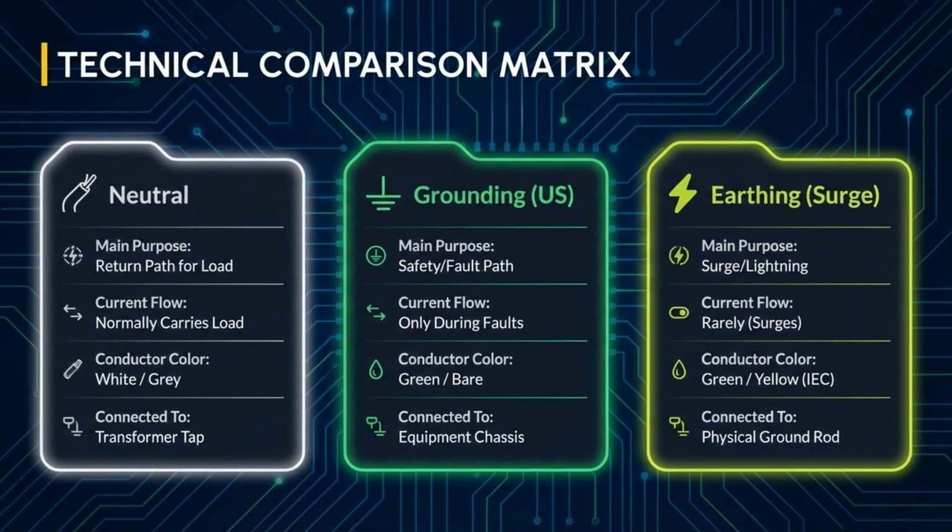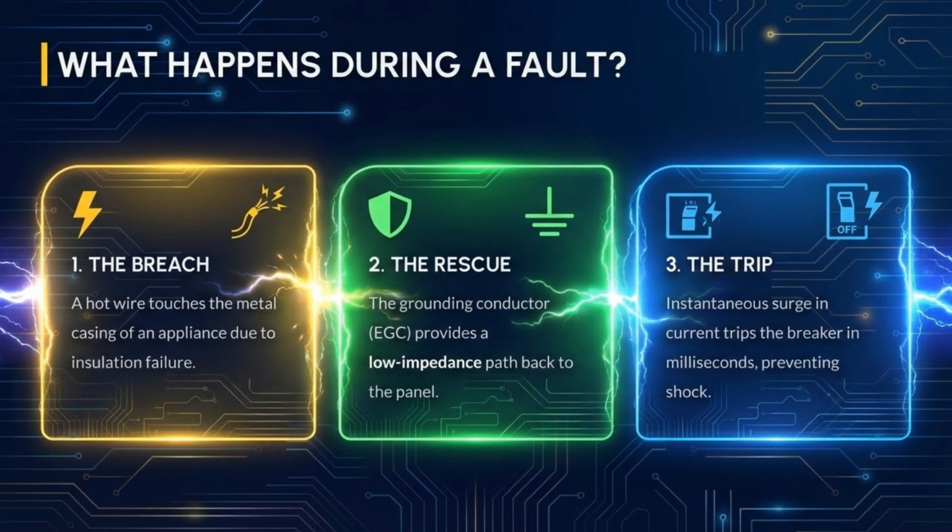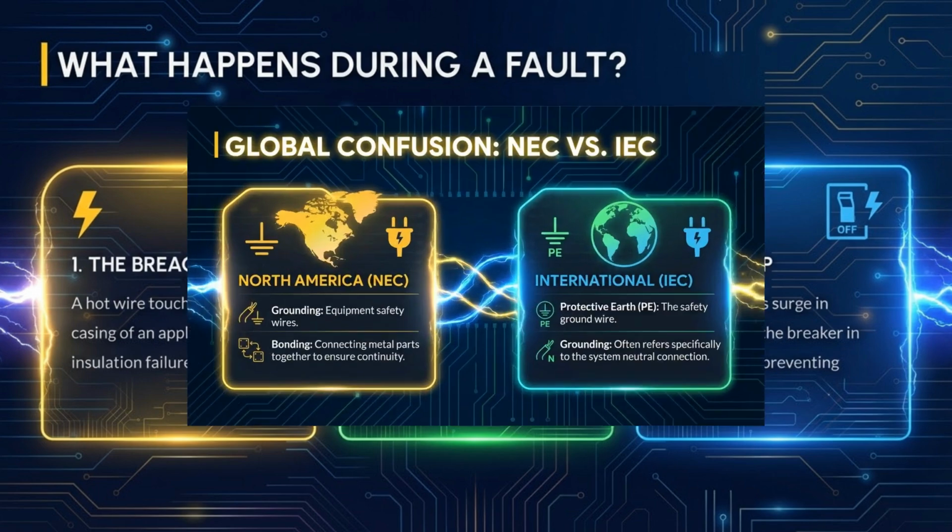This technical comparison matrix outlines the main purpose, current flow, conductor color, and connection point for neutral, grounding, and earthing conductors. Let's review what happens during a fault in 3 stages. First, the breach occurs when a hot wire touches the metal casing. Second, the rescue happens as the EGC provides a low-impedance path back to the panel. Third, the trip, where the current surge trips the breaker, preventing shock.